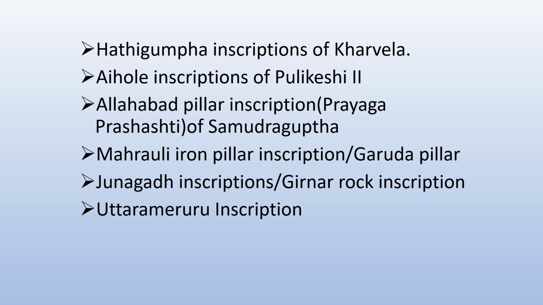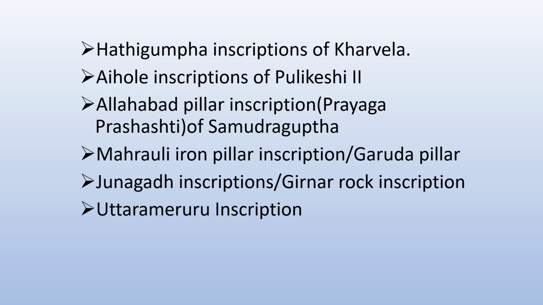Next inscription is the Junagadh inscription or Girnar rock inscription. The Junagadh rock inscription of Rudradaman is also known as the Girnar rock inscription of Rudradaman. It is a Sanskrit prose inscribed on the rock by the Western Satrap ruler Rudradaman I. It is located at Girnar Hill near Junagadh, Gujarat. It states that Pushyagupta, one of Chandragupta Maurya's governors, was in charge of constructing a dam on Sudarshana Lake near Girnar in Kathiawar.